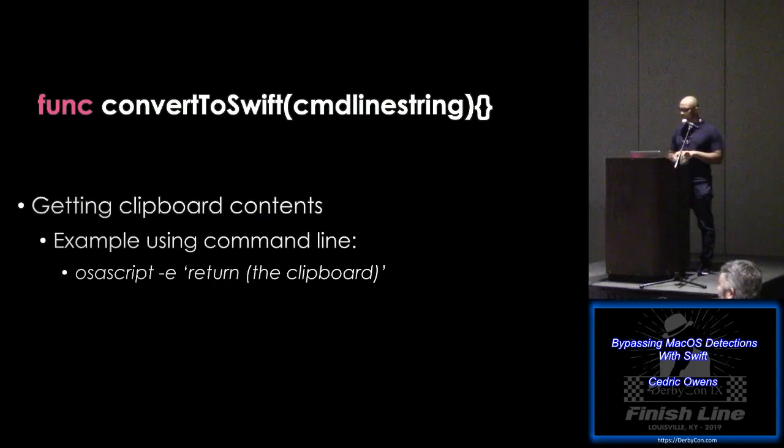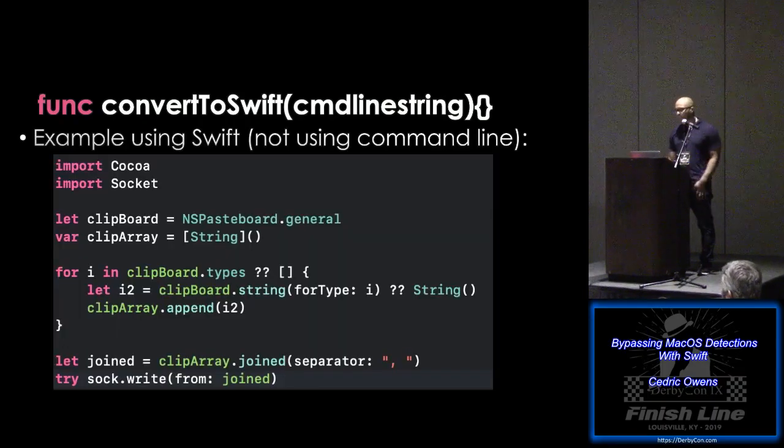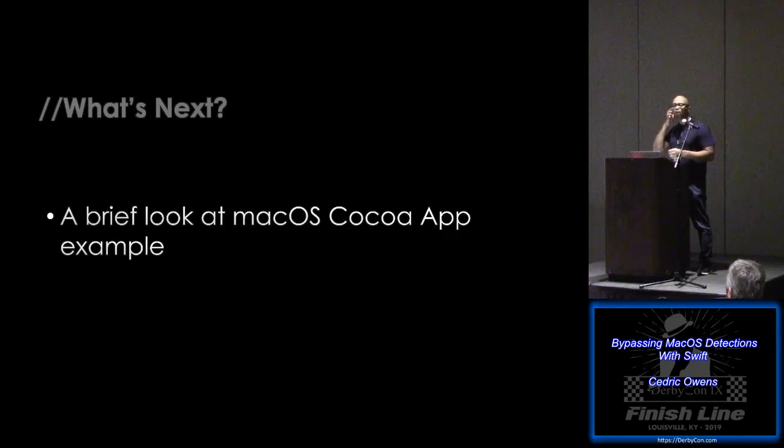Next example on the command line, osascript -e, return the clipboard, gets clipboard contents. And from a code perspective, what you're essentially doing here is working with the NSPasteboard class. And from a clipboard perspective, on the back end, it's basically considered a pasteboard. So you're just getting the string contents of your pasteboard, storing it as a variable where you can send it to another host. So those are examples of getting off the command line and using code.